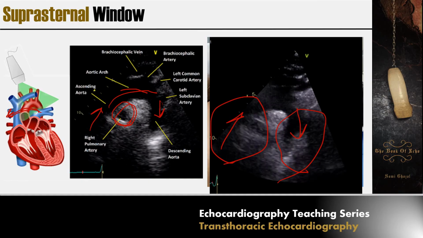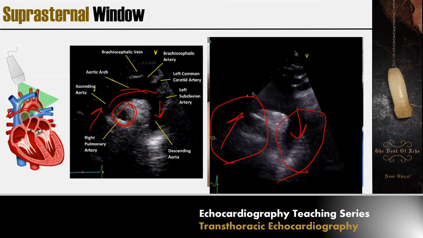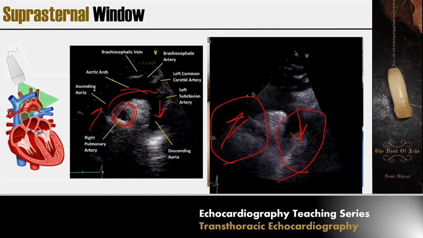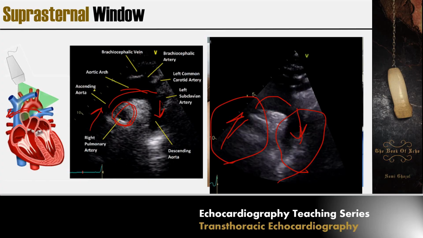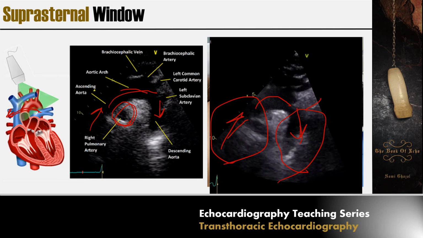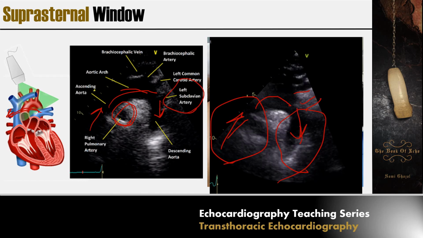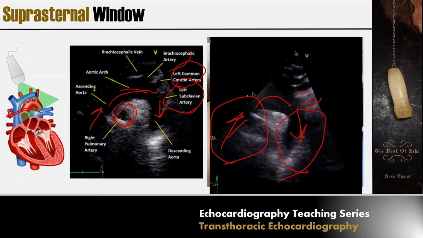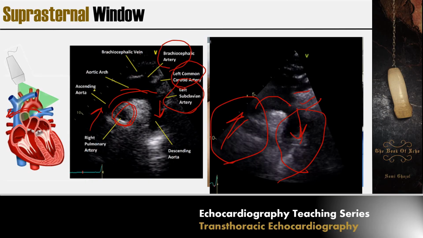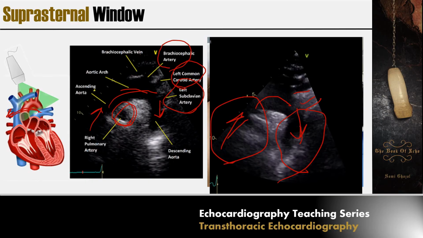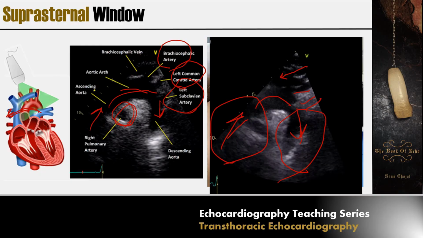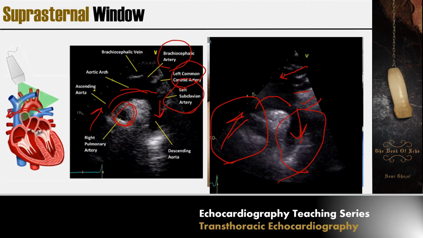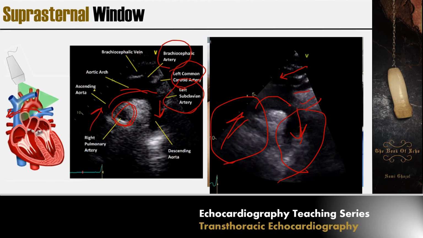The structures seen here are the ascending aorta, the descending aorta, and the arch between them, and you can see the arch vessels. The first arch vessel is the left subclavian artery, followed by the left common carotid and brachiocephalic artery. And there is an important structure here that we need to know, because sometimes it will be mistaken for aortic dissection, which is the brachiocephalic vein.